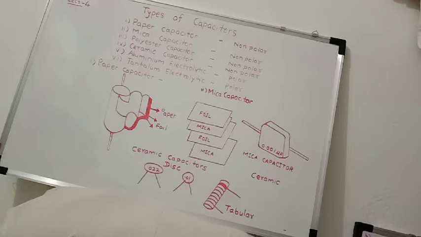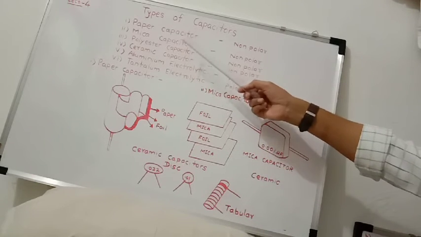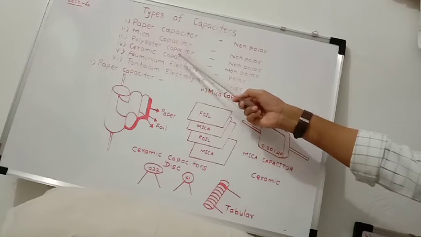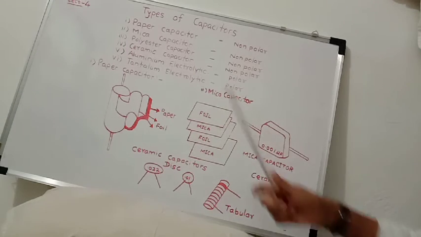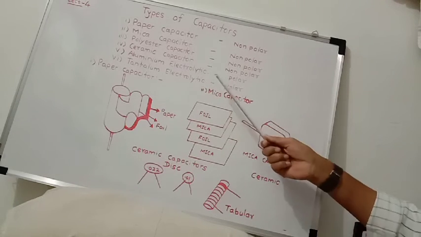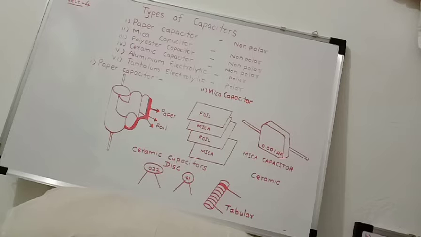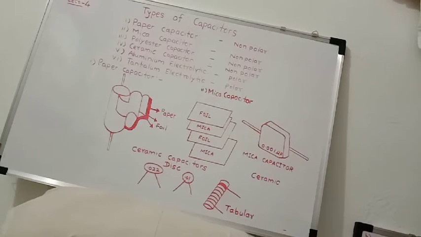So these are the types of non-polar capacitors: paper capacitor, mica capacitor, polyester type, and ceramic capacitors. Now we will study the electrolytic capacitor, the aluminum electrolytic capacitor. How is this aluminum electrolytic capacitor fabricated, or manufactured?